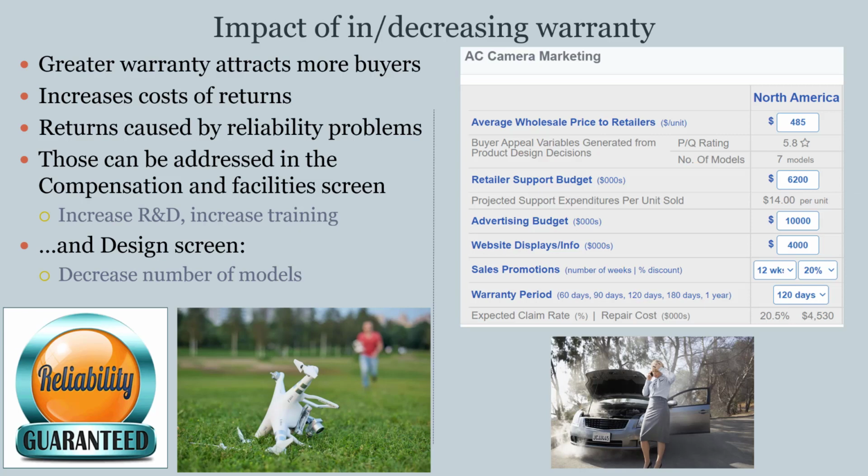Now, what you can do is manage those costs by going to the compensation facility screen and increasing the reliability of production. And you can do that by increasing R&D, increasing training. And in the design screen, you can actually decrease the number of models you have, which will do a couple of things. But one thing it'll do is increase your reliability, and it'll also help you with production efficiency, and will actually help your PQ as well.